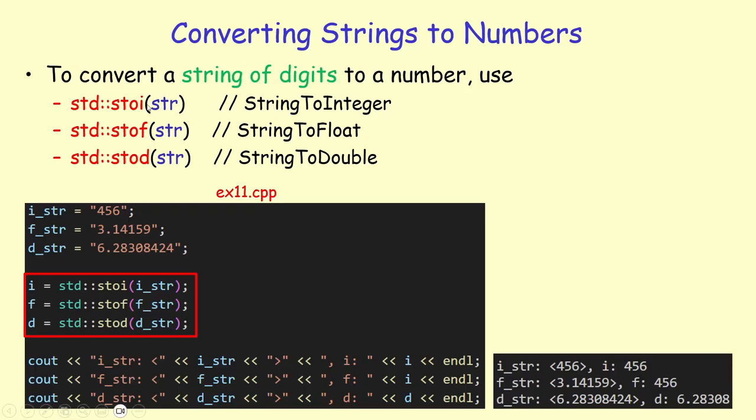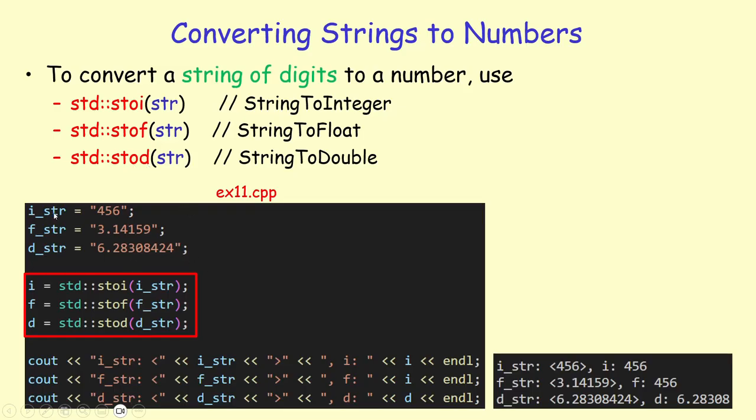If the string contains an integer, we could use stoi, which means string to integer. So you pass in the string, it converts it and returns you the integer value of the string. You could call stof. F represents the float. So if the number is a floating point number and you want to convert it into a float rather than a double, you say stof. And if you want to convert that floating point number into a double, then you say stod.